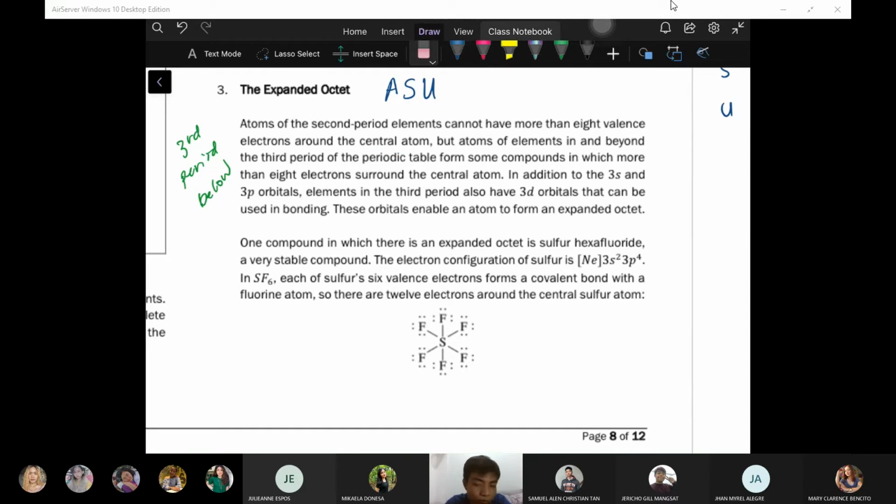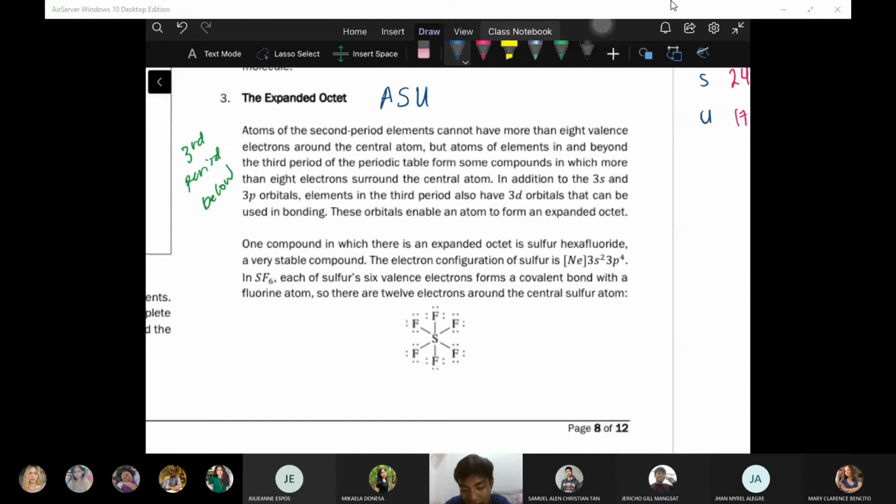Okay? So, ano po gagawin ko dito? So, we will modify the NASU rule. Diba kanina, needed, available, shared, unshared. No? Since we know that the central atom can contain more than 8 electrons, tatanggalin na natin yung N. Tatanggalin mo na yung needed. So, ang gagawin mo is that magiging ASU na lang siya. Hindi na siya NASU rule. ASU rule na yan. Okay? Legit yan. Hindi yan joke. So, gagawin mo na lang yung ASU rule.